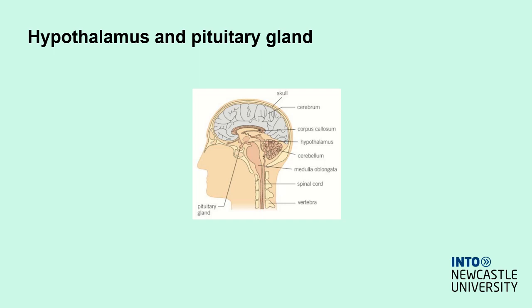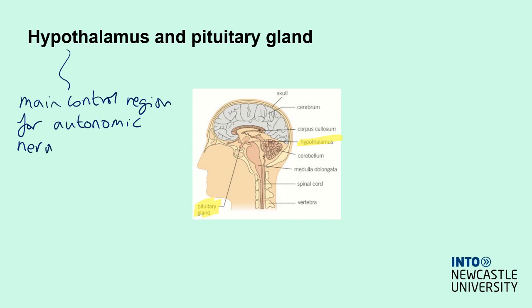The last parts to worry about at this level are the hypothalamus and the pituitary gland. Oh, that is a terrible colour to choose, isn't it? So we will start with the hypothalamus. The hypothalamus is the main control region for the autonomic system. The medulla oblongata is important too, but the hypothalamus is the main control region.